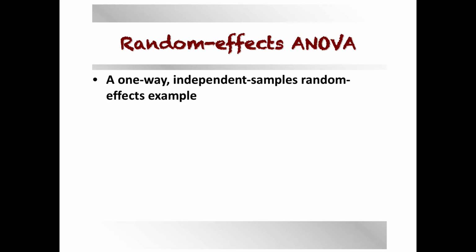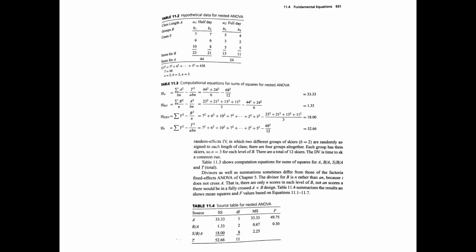And so let's take a look at this independent samples or between subjects random effects example here. If you're on YouTube here, which I'm sure you are, you probably cannot see this. I'm not going to go over this example in this video, but this is from Tabachnick and Fidell's ANOVA book that you may have used for your univariate stats class. It's on page 631, and it's a nested ANOVA or random effects ANOVA one-way example. So you can use this for your notes when you're doing your homework.